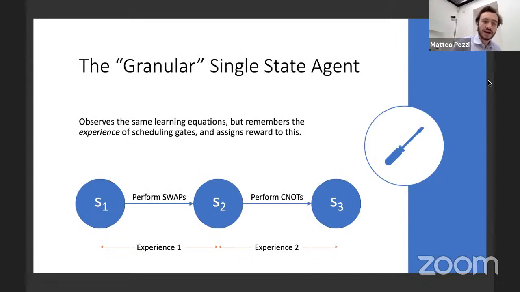So one of the things I looked at in my dissertation, and then we decided not to use in the final paper, is another way of looking at it as a granular single state agent. In the original system, we would start in one particular state, we would do a layer of swaps, and then the gates would happen instantly. Whereas we can break up this state transition into three states. We start in one state, we do the swaps, and then we perform the CNOTs, and we assign different rewards to each as if they were distinct experiences. And that helped the agent to learn a bit better.